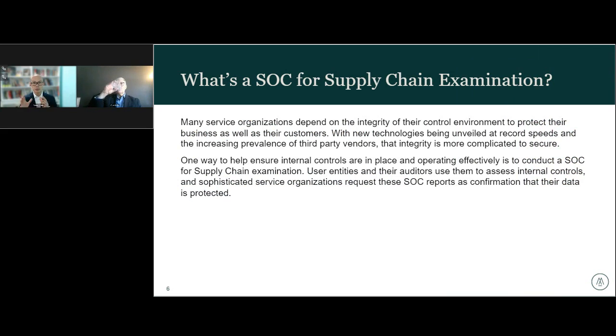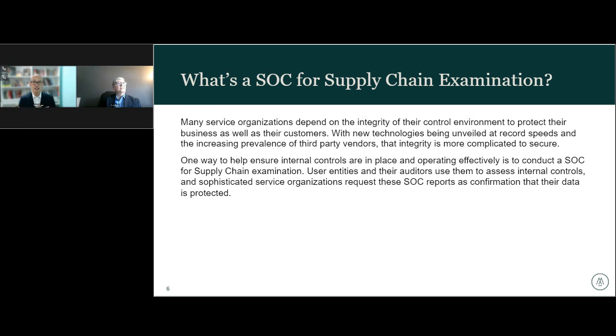So before we even jump into specifically SOC for supply chain, what is SOC? What is a SOC report? Similar to a financial statement audit, where a third party, a financial statement auditor, comes in to be able to provide reasonable assurance that your financial statement is accurate and complete.